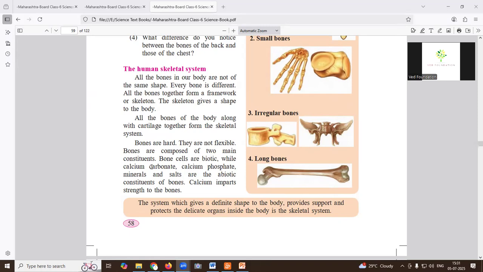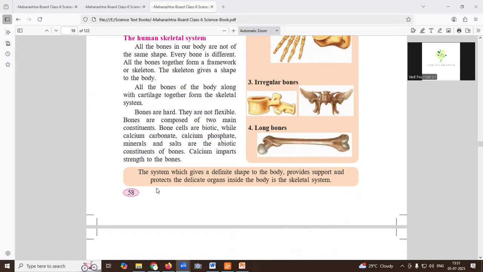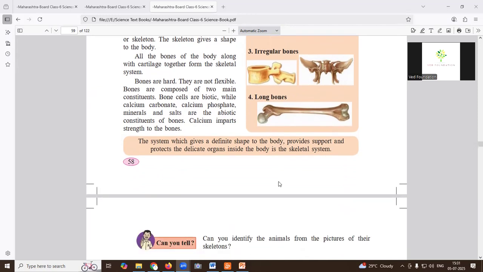Abiotic means non-living. And bone matrix is composed of calcium carbonate, calcium phosphate, minerals and salts. And bones are hard because of presence of minerals. These minerals give strength to the bones. Calcium imparts strength to the bones. The system which gives a definite shape to the body and provides support and protects the delicate organs inside the body is called skeletal system.